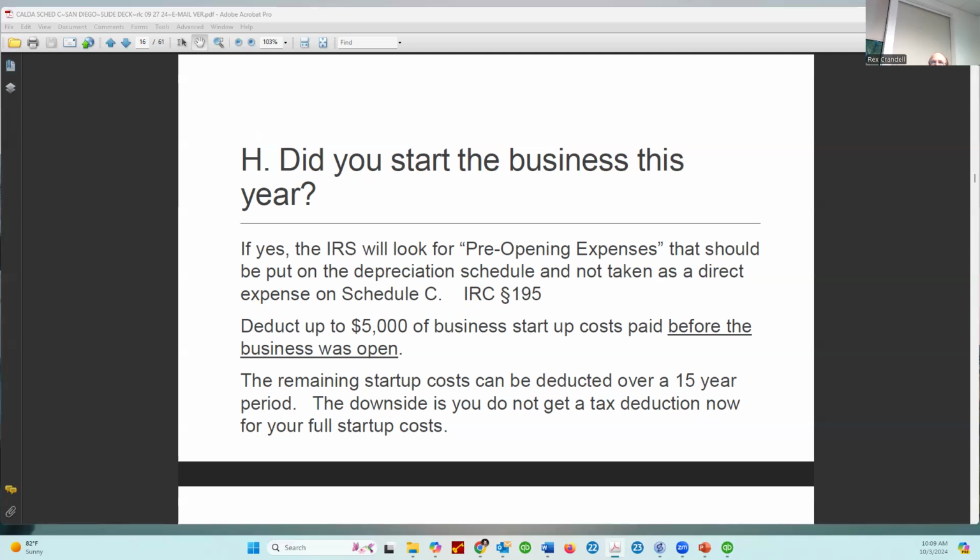You can deduct up to $5,000 of business startup costs paid before the business was open. The remaining costs of the startup can be deducted over a 15-year period. The downside of the pre-opening cost is you do not get a tax deduction now for the full amount that you paid for startup costs.